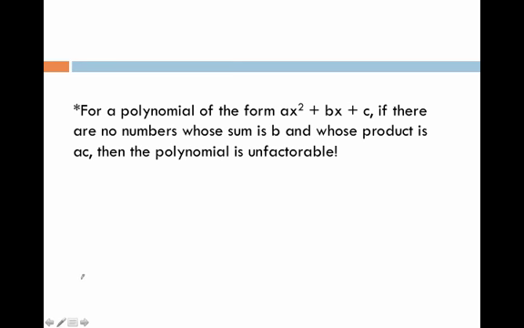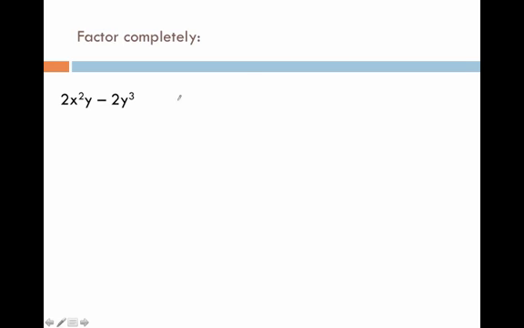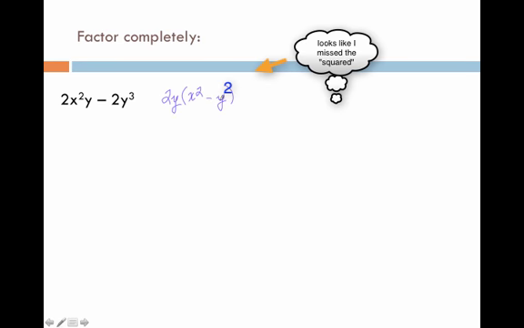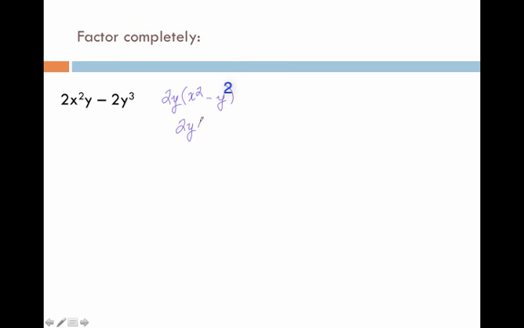So for a polynomial of the form ax squared plus bx plus c, if there are no numbers that add to give me my b and whose product is ac, then my polynomial is unfactorable, as in the last instance. Examples very quickly. Remember, taking out my greatest common factor, I've got a 2y that I can take out here, which will leave me with x squared minus y. And I've got now a difference of squares, so I have 2y times x plus y times x minus y.